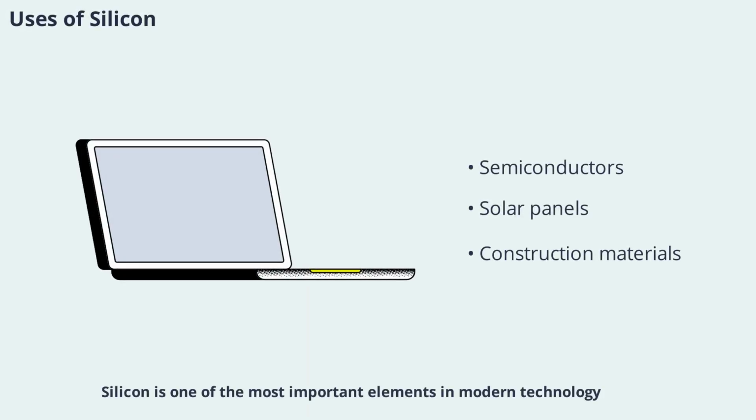Silicon is one of the most important elements in modern technology. It is the primary material used in the production of semiconductors, which are the foundation of electronic devices like computers and smartphones. Silicon is also used in solar panels, glass, and construction materials. Its abundance and versatility make it essential for the advancement of technology and sustainable energy solutions.